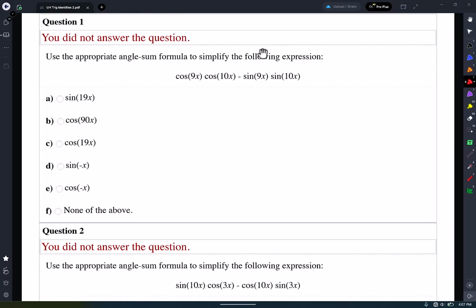So this is looking like cosine A cosine B minus sine A sine B. So what composite argument property is that? That looks like cosine of A plus B. So A is 9x, B is 10x, so 9x plus 10x is 19x. So cosine 19x. What'd you think? Not bad, right? Okay. Go to the next one.